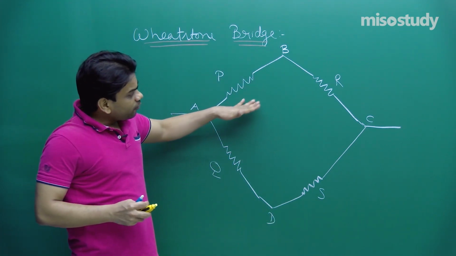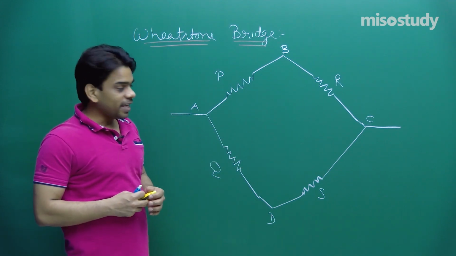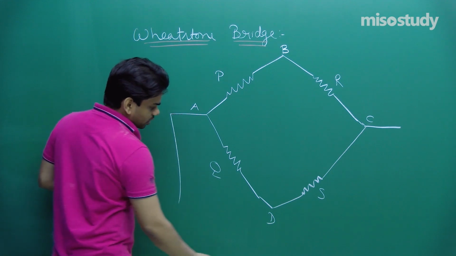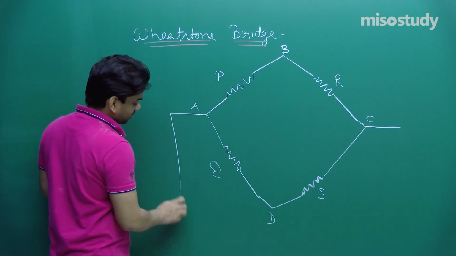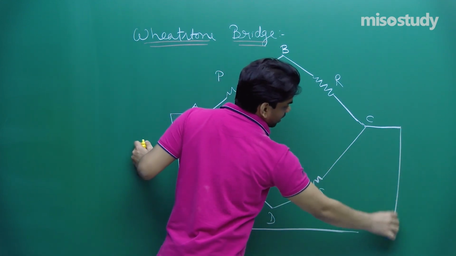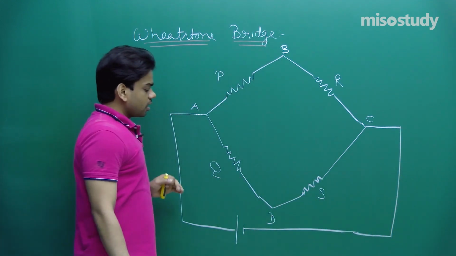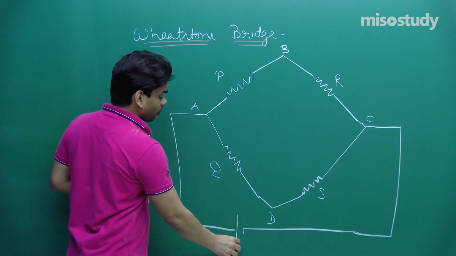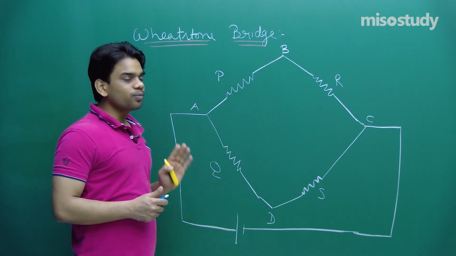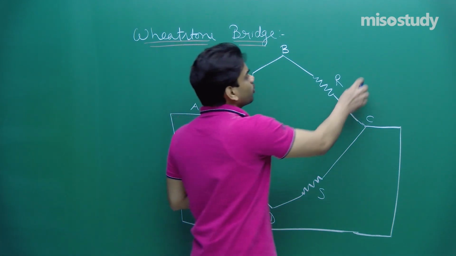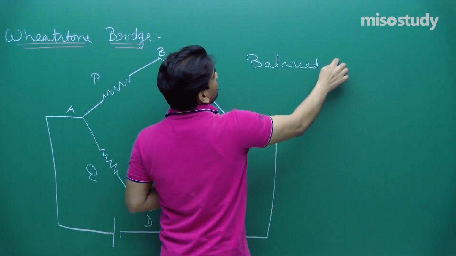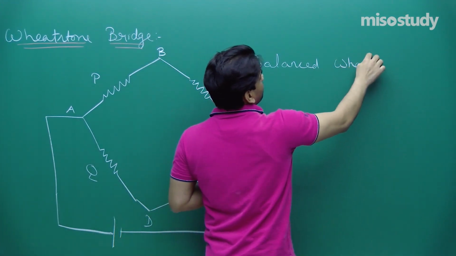Now, if a cell is connected across terminal A and C, it will look something like this. Hope you can get the idea. From here, I'm connecting a cell across A and C in this way. Due to this cell, current will start flowing. Now, this kind of bridge will be a balanced Wheatstone bridge.